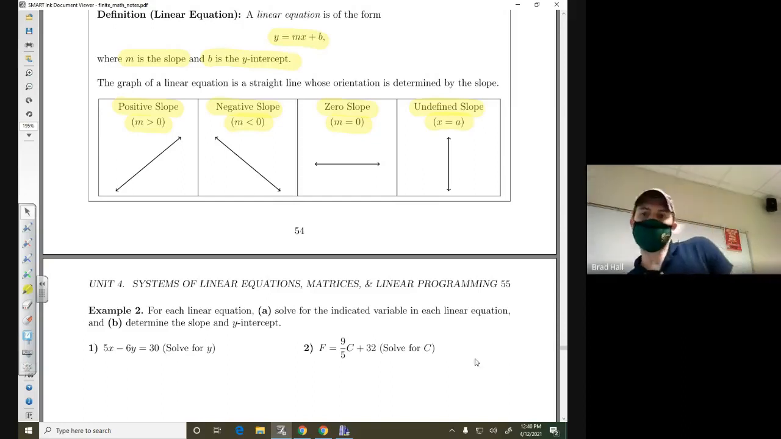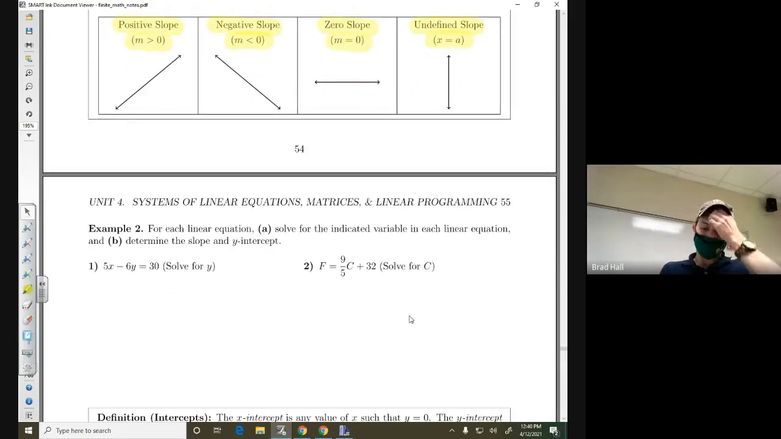So if we have something written out in y is equal to mx plus b form, the slope and the y-intercept are incredibly easy to find. You just kind of point to them. But what about if we are not in a y is equal to mx plus b form? Look at problem 1, for example. Well, they want us to solve for y, which means get y by itself.